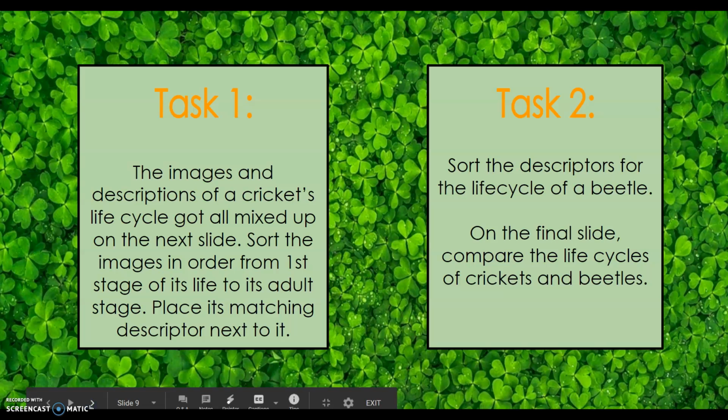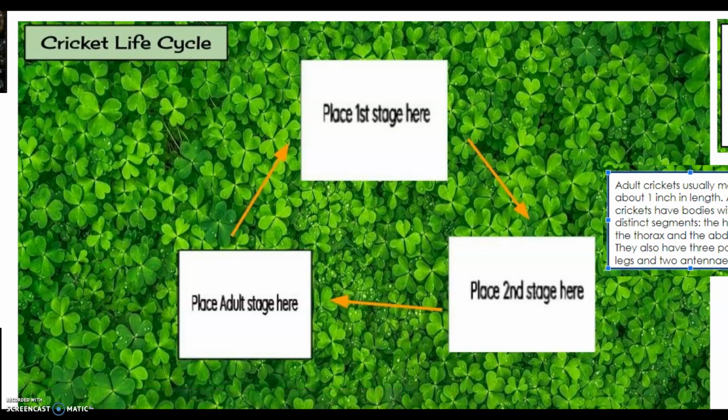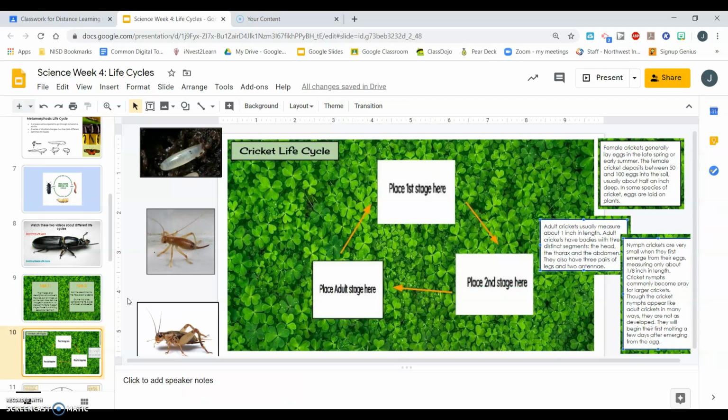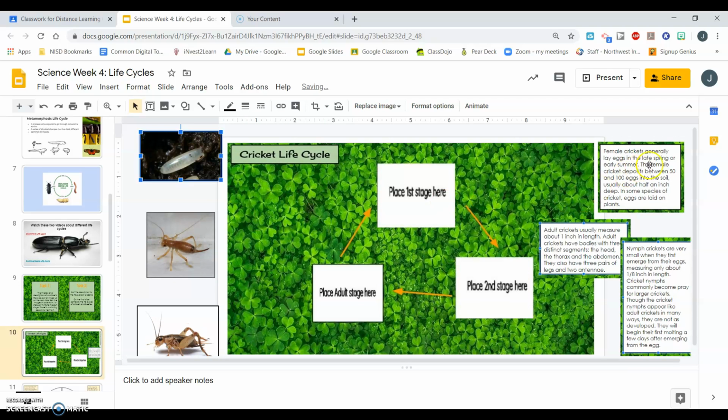Task number 1 is to sort the stages of a cricket's life cycle into the appropriate boxes. You are going to have pictures of the cricket at different stages of its life cycle to the left, and then descriptions of these stages to the right. You are going to click and drag the picture to the appropriate stage, as well as the description.